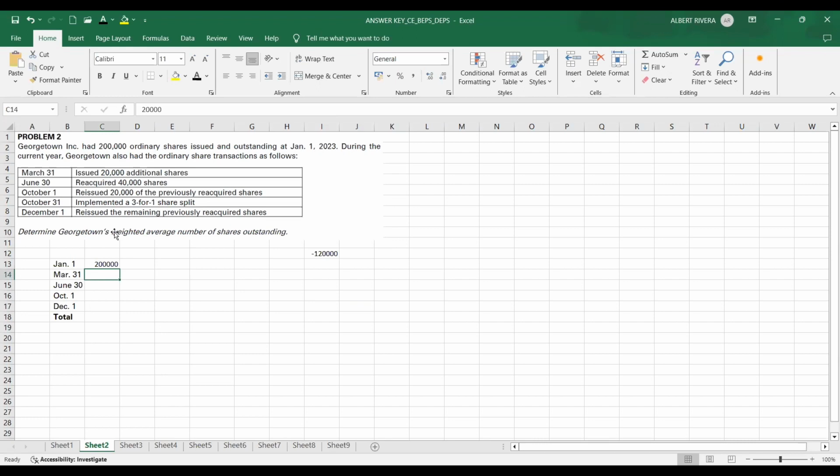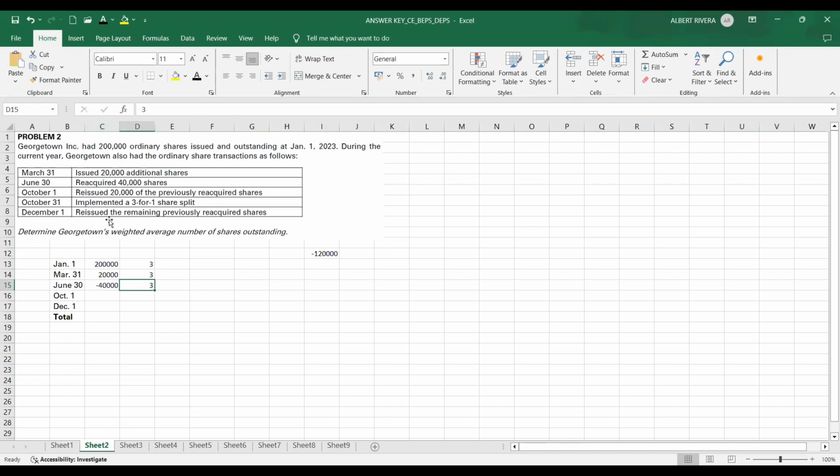Then there was an issuance on March 31. 200,000 is the beginning, and they issued 20,000. Then, come June 30, they reacquired. So this is treasury, minus 40. Then they implemented a 3-for-1 share split, so this would be times 3.